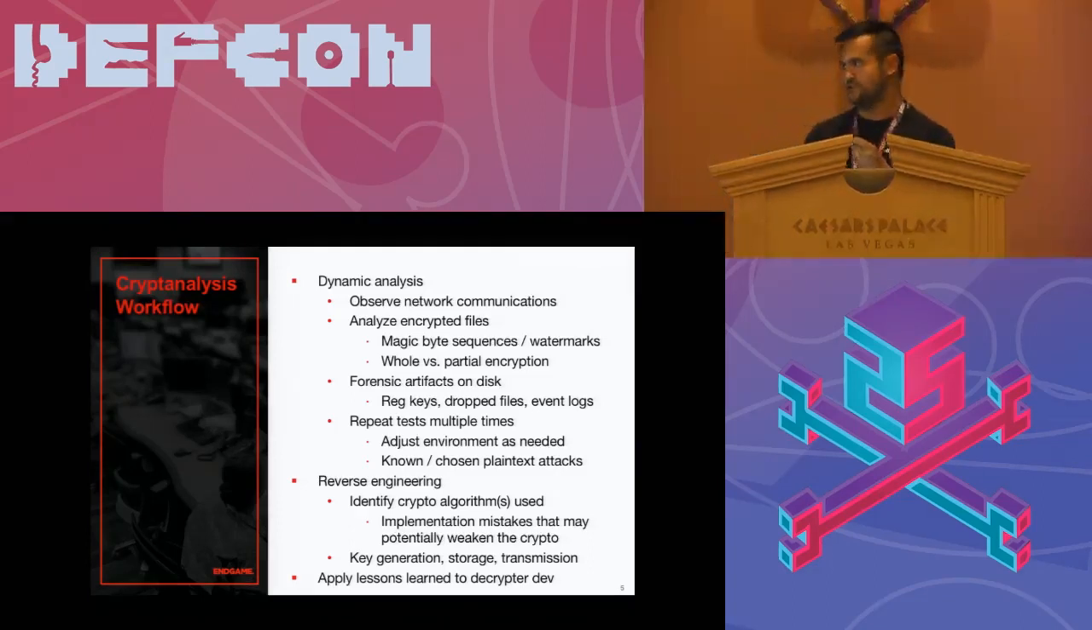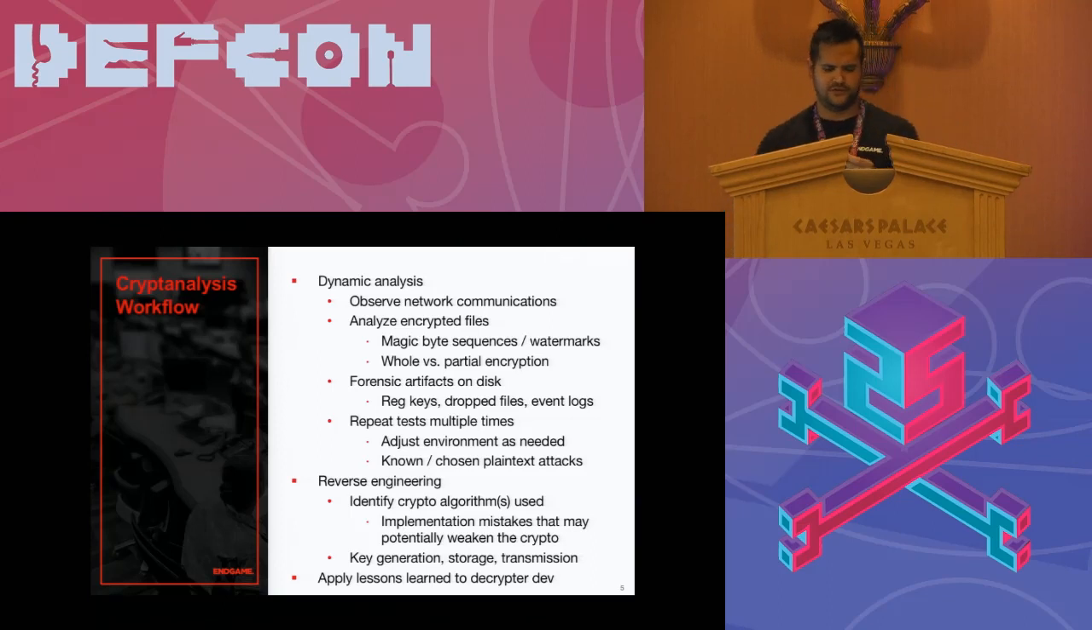Now, in more of a chosen plaintext scenario, we're going to try to feed specifically crafted files to the ransomware in order to try to get it to leak a little bit more of maybe its keystream or key data, something that'll give us a little better idea of what's going on under the hood without having to fully reverse engineer the ransomware. So after initial dynamic analysis, and maybe we've learned a little bit about the ransomware, we'll want to do more static reverse engineering.